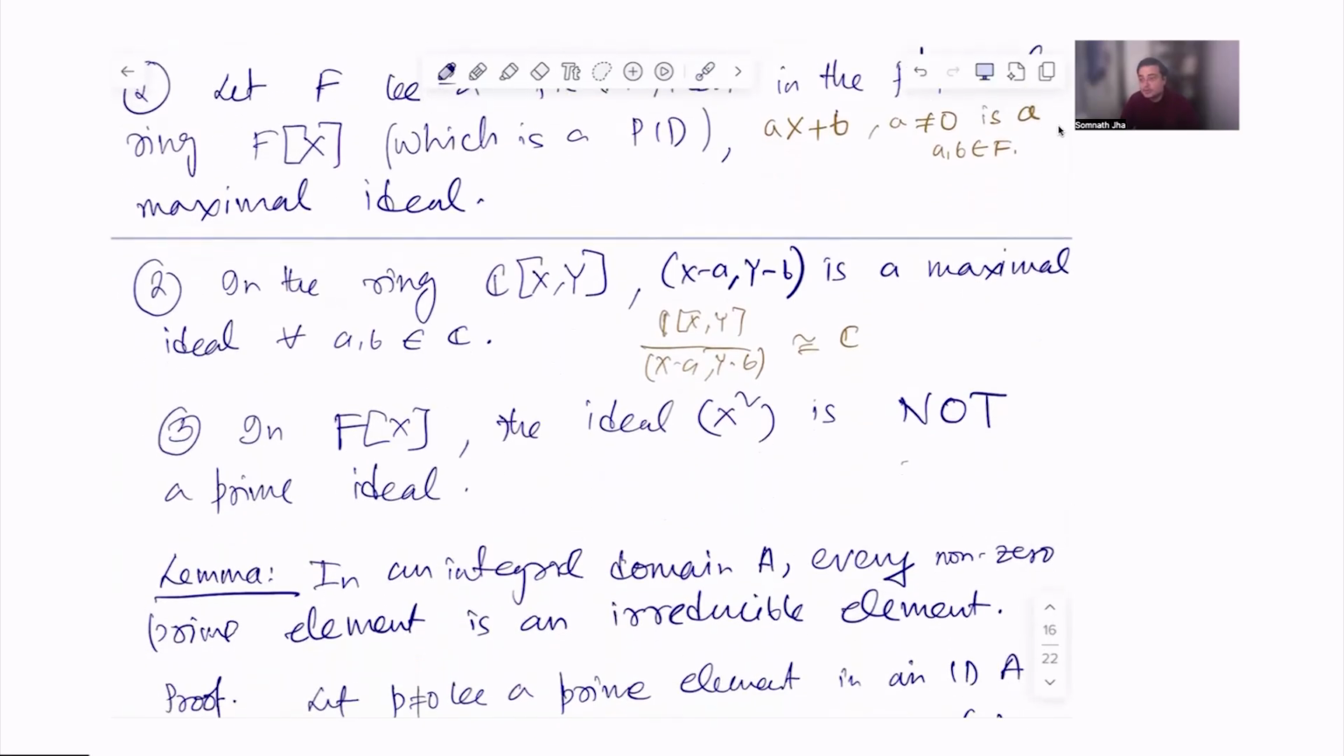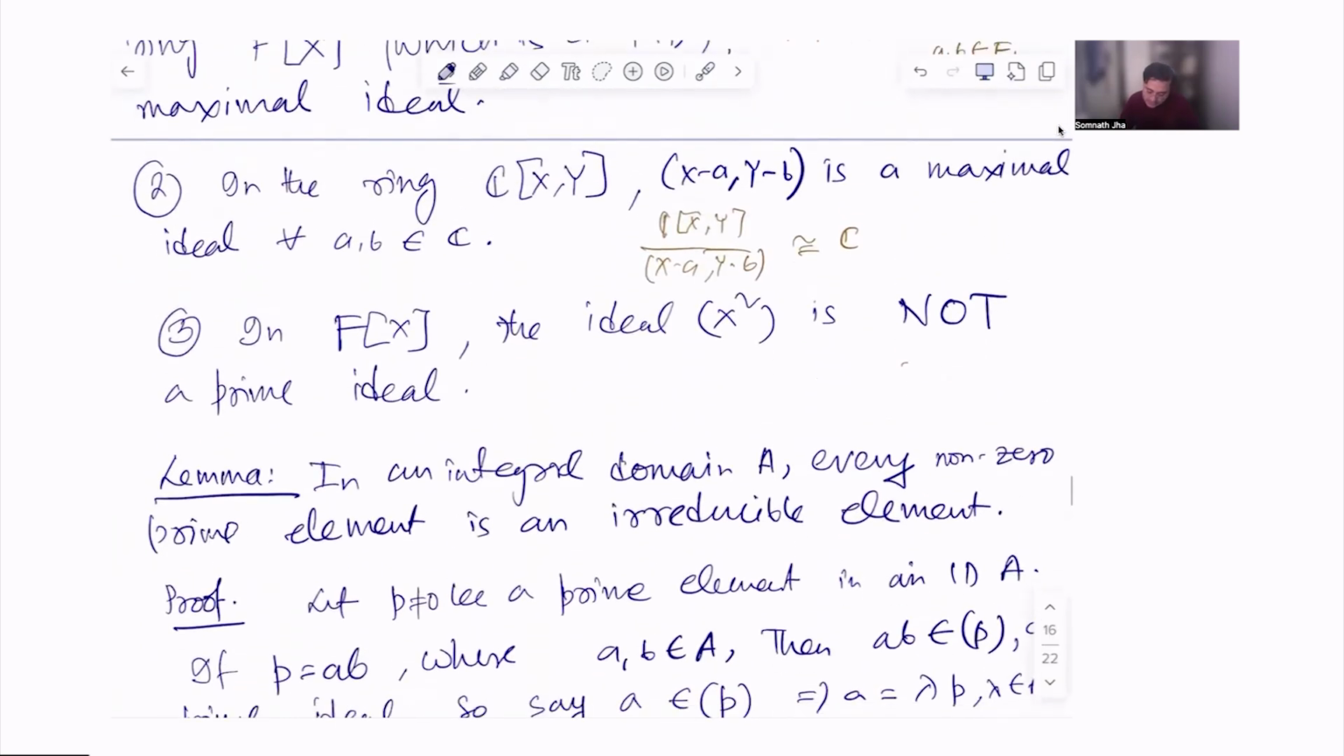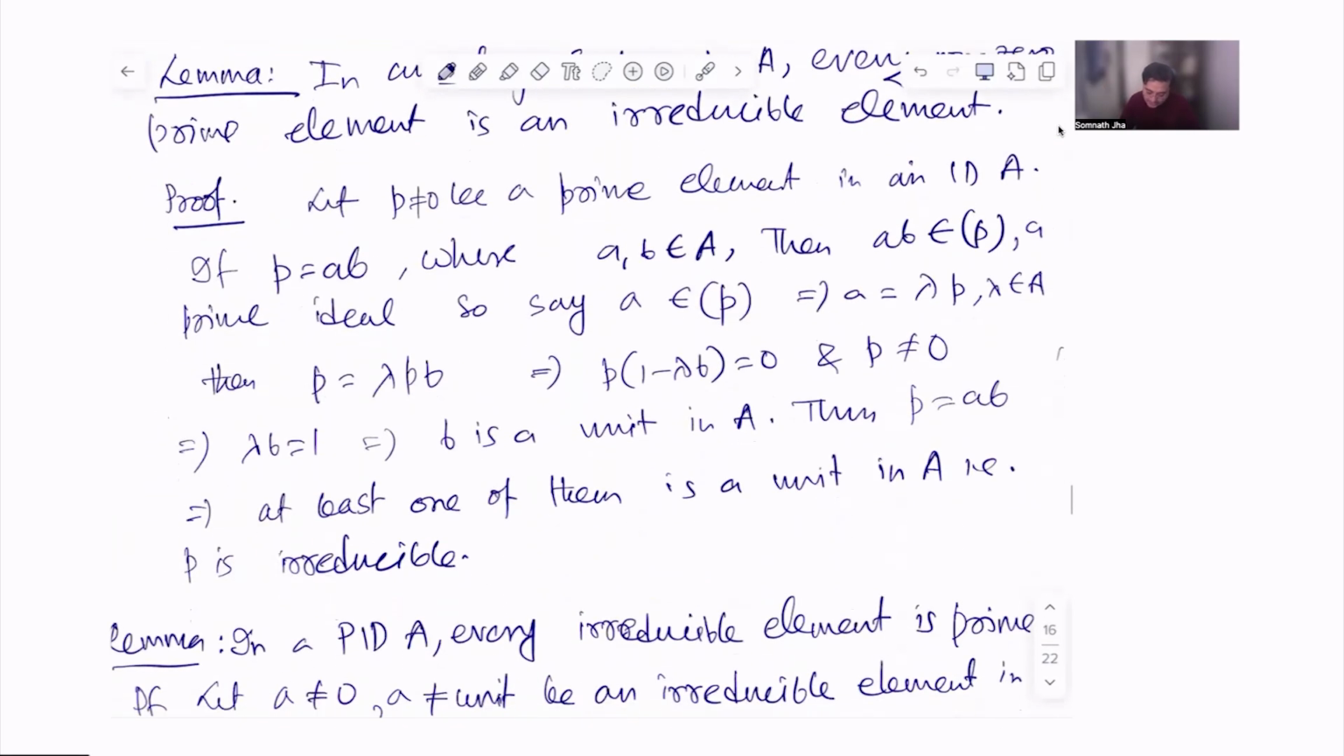Then the example of a non-prime ideal was (x squared) in F[x]. That is not a prime ideal because it has a divisor of 0, namely x, the image x bar in F[x] mod x squared. Then we saw that in an integral domain, prime always implies irreducible. So every non-zero prime element is an irreducible element in an integral domain.